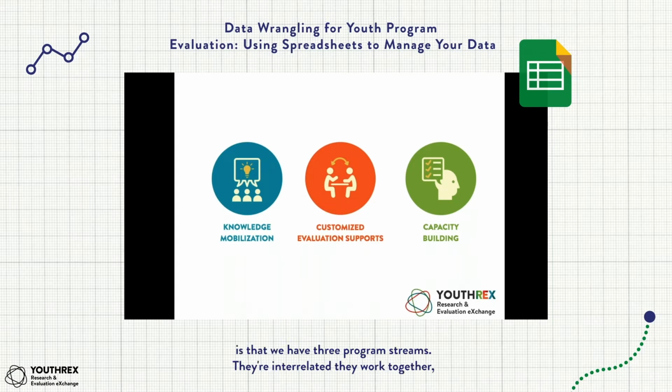How we work is that we have 3 program streams. They're interrelated, they work together. Webinars are part of our knowledge mobilization stream, but that also includes an online hub, the Exchange for YouthREX, at exchange.youthrex.com, where we curate a library for youth work, which includes, right now, over 800 resources that can support your youth work in a variety of formats. We also host an evaluation toolkit and a measures inventory there.